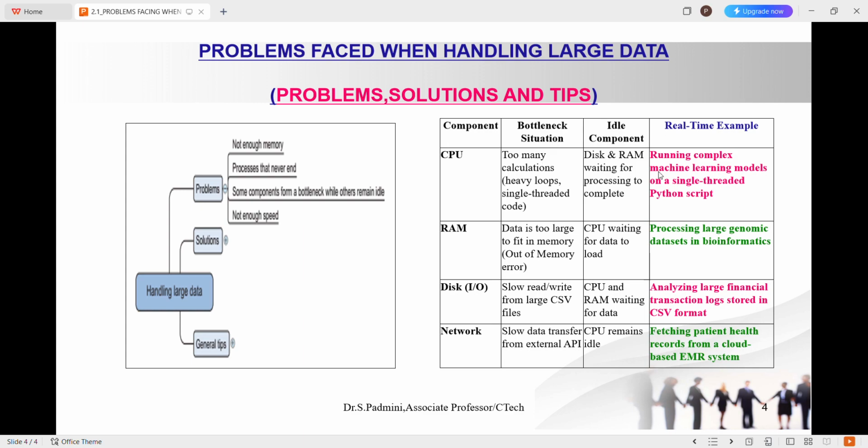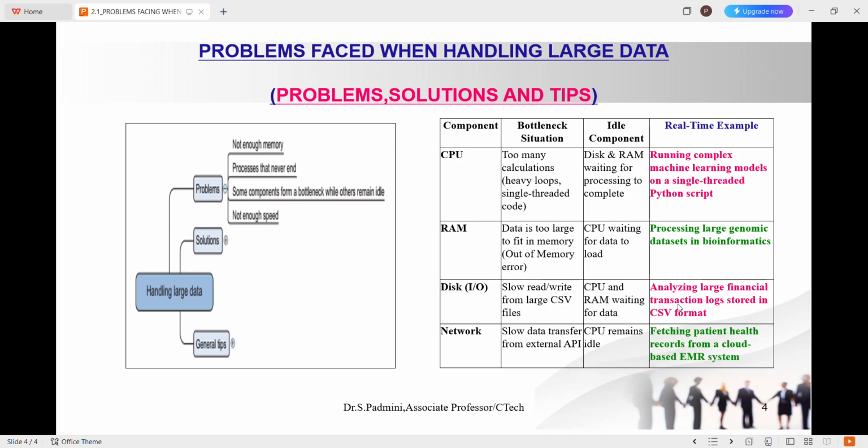I've just posted a table here wherein the CPU is a component. Let us take a real-time example of running complex machine learning models on a single-threaded Python script. Whenever I run a complex machine learning model, the disk and the RAM will be waiting for the processing to complete. The next thing is RAM. If the data is too large, it will cause an out of memory error, and at that time the CPU will be waiting for the data to load. Let us take bioinformatics data, where all the input parameters have to be loaded.